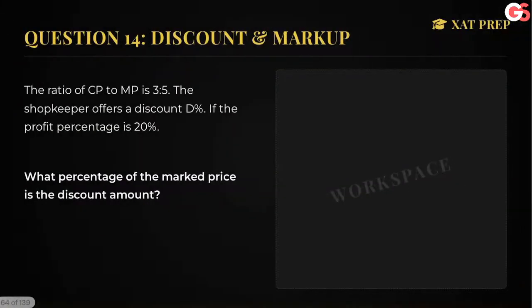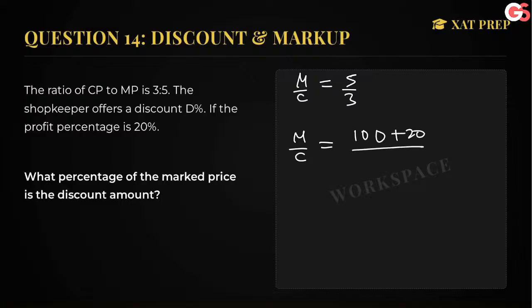नेक्स्ट, ratio of CP to MP is 3:5. So M by C is given as 5/3. शॉपकीपर offers a discount of 20%, profit is 20%. मैंने तुम्हें एक बहुत मस्त चीज सिखा दी है. तो M by C इज इक्वल टू व्हाट? 100 प्लस 20 यहाँ पे हो जाएगा upon 100 minus D. See, this is how your life will be simplified. This is 5/3. Let's calculate the answer, get the answer. Let's calculate the answer here, है ना?